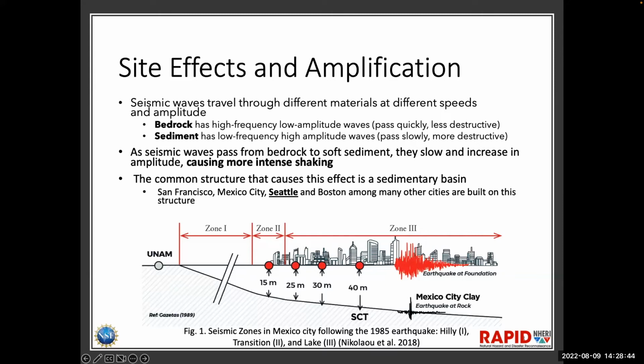Site amplification is common in sedimentary basins, as pictured in the example of Mexico City. These are areas that are depressions of harder bedrock that have been overlaid by softer sediments over time. This includes San Francisco, Mexico City, Seattle, our regional interest, and Boston. A textbook example of site amplification is the 1985 earthquake in Mexico City, where areas in the city further from the epicenter were hit worse because of this basin site effect.